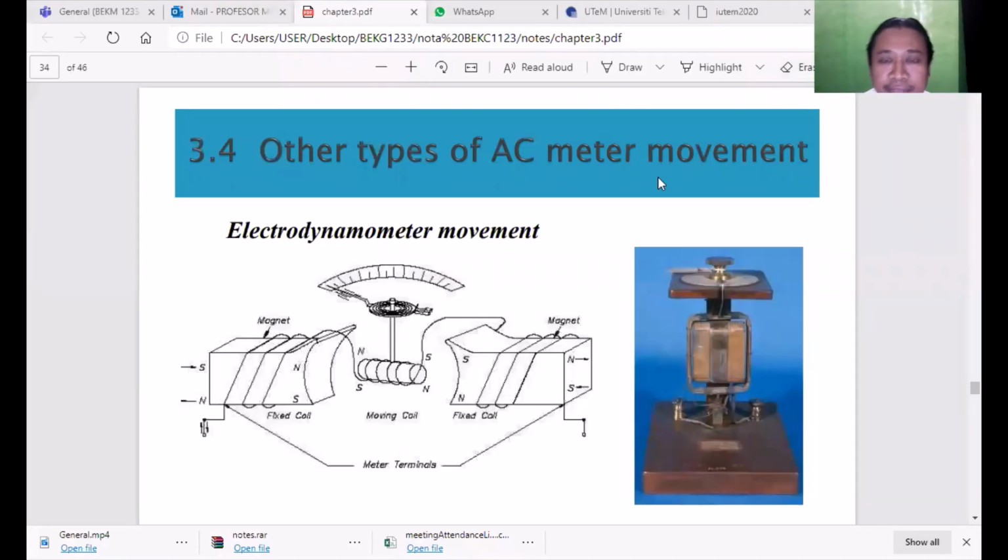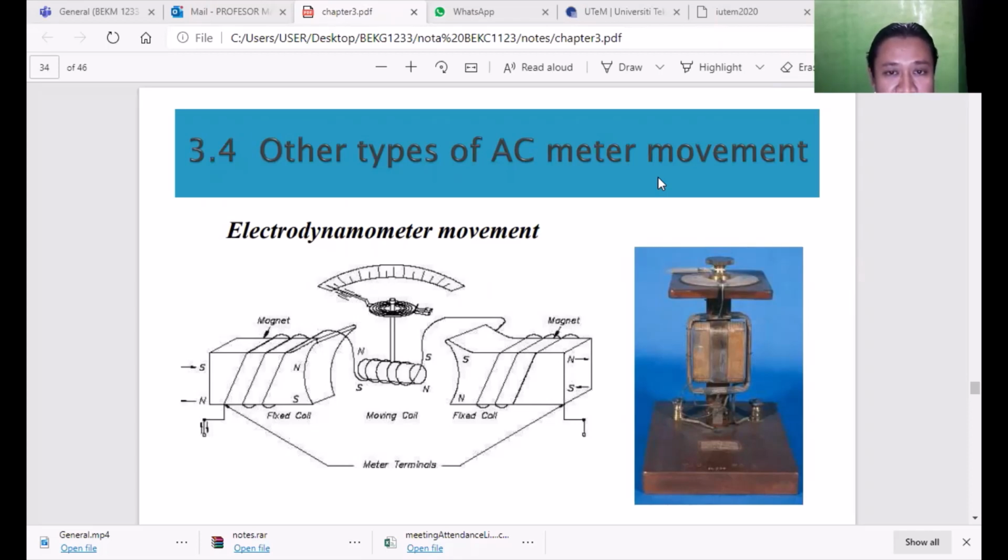Bismillahirrahmanirrahim. Assalamualaikum warahmatullahi wabarakatuh and good morning to all of you. Let's continue our chapter 3 for the other types of AC meter movements. Actually, on the AC meter movement, we have 5 types of meter movement. First is the electrodynamometer, we have the electrostatic, we have the ion vent, we have the thermocouples, and another one we have the ensemble meter movement.